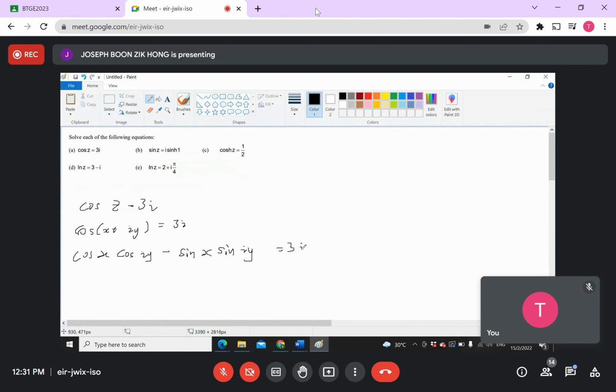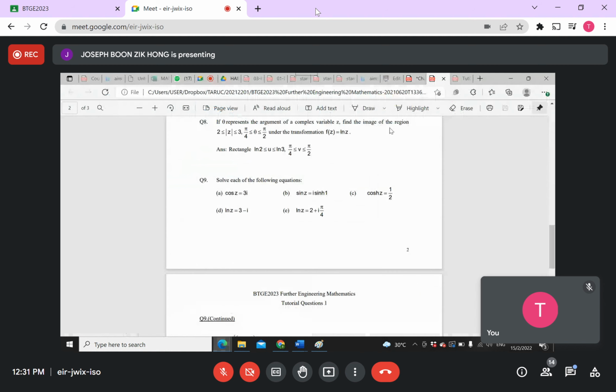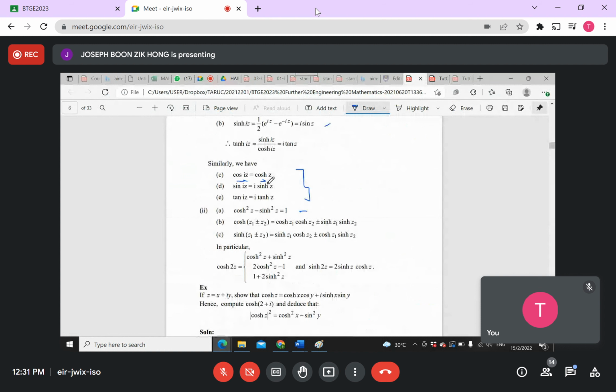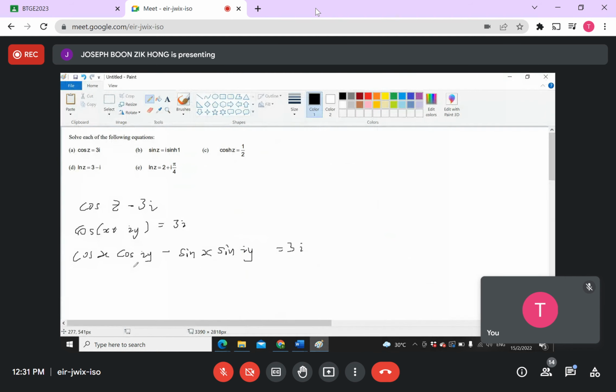So what we do here, we try to compare, but when you see here, you don't have i outside, you have to bring out your i, and you cannot have i inside. So we will use the formula of this one in order to change it. Cos iy, I will have cosh y. So cos x cosh y. And then this one I can directly bring out, sin x and then sinh y.